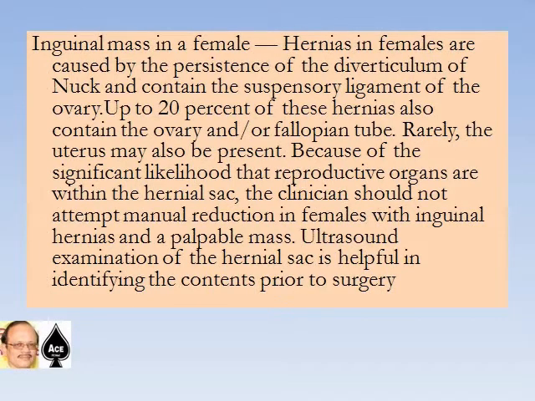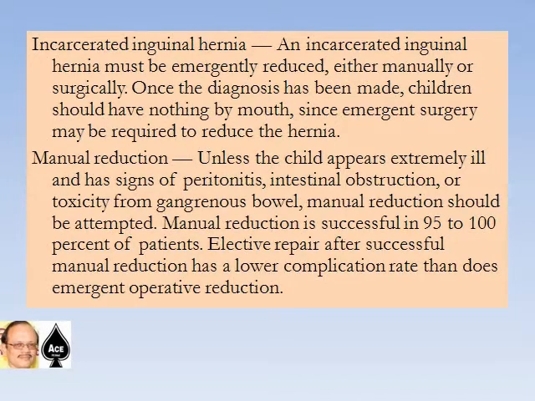Inguinal mass in a female child. Hernias in females are caused by the persistence of the diverticulum of Nuck and contain the suspensory ligament of the ovary. Up to 20% of these hernias also contain the ovary and sometimes even the fallopian tube. Rarely, the uterus may also be present. Because of the significant likelihood that reproductive organs are within the hernial sac, clinicians should not attempt manual reduction in a female with inguinal hernia and a palpable mass. Ultrasound examination of the hernial sac is helpful in identifying the contents prior to surgery.